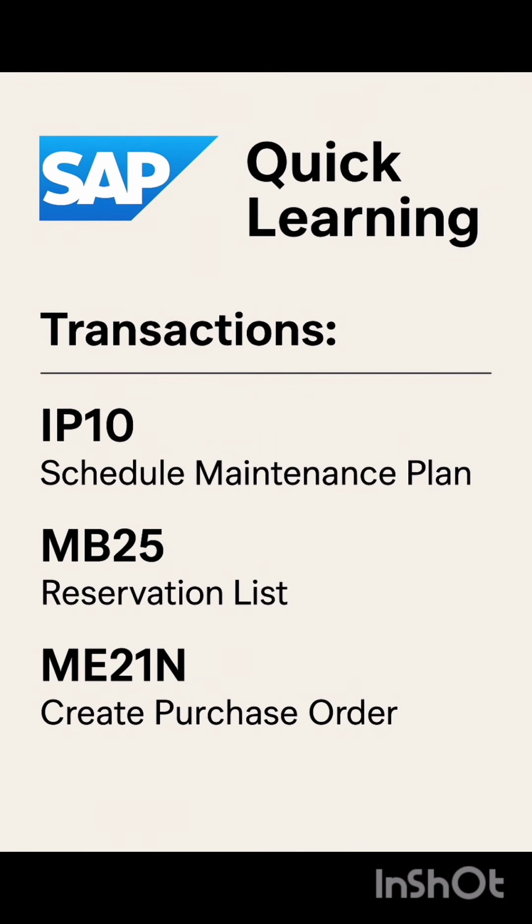These are IP10, MB25 and ME21N. IP10 transaction is used to schedule maintenance plans, MB25 transaction is used for reservations list, and ME21N is used to create purchase orders. Let's discuss all of these transactions in detail to check out their uses. We will start with IP10 transaction.